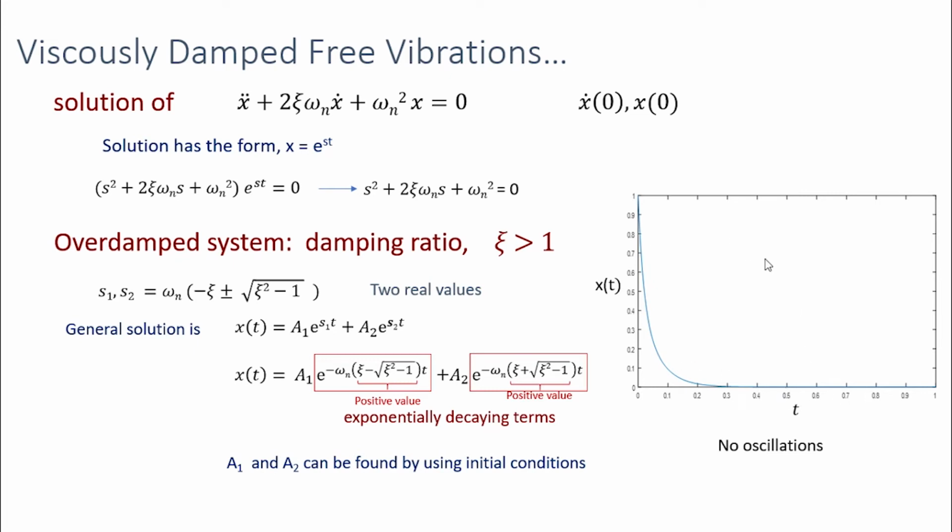So what does this behavior signify? It says that an overdamped system will not oscillate. That means this curve will never cross this x-axis. So after we give this initial displacement or initial velocity, this system will go back to its original equilibrium position slowly and stay there. It doesn't oscillate. This type of damping is used in door closers, automatic door closers.